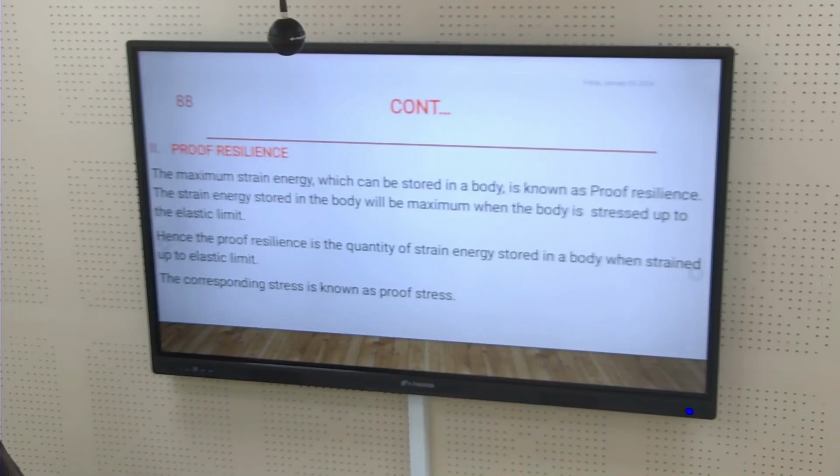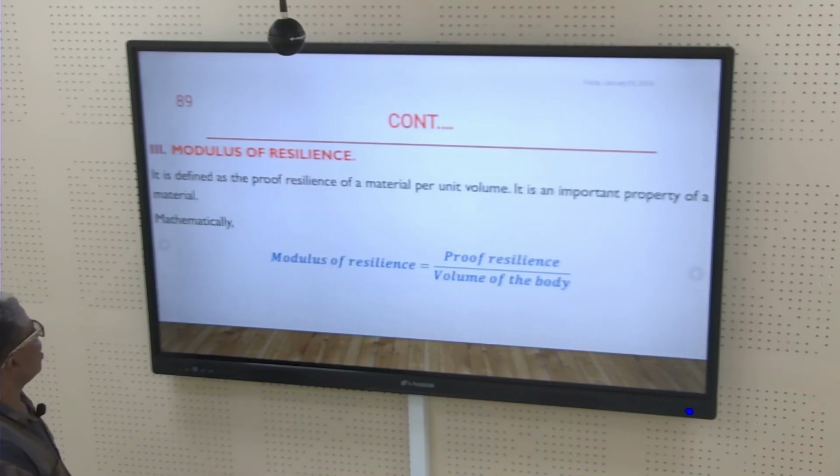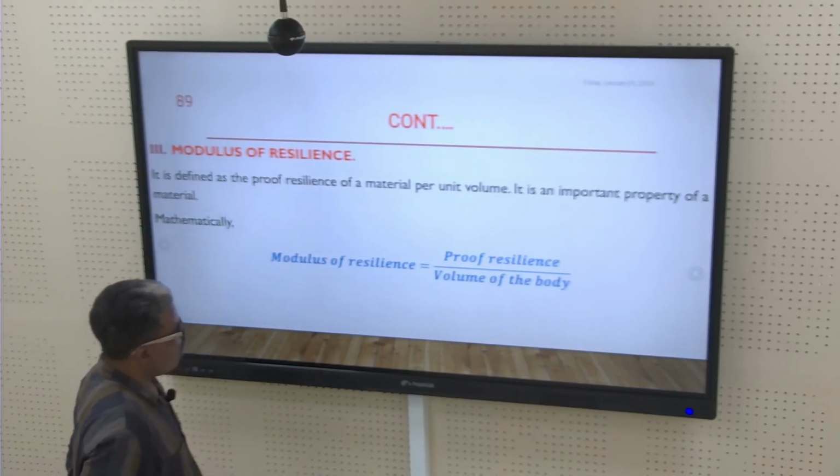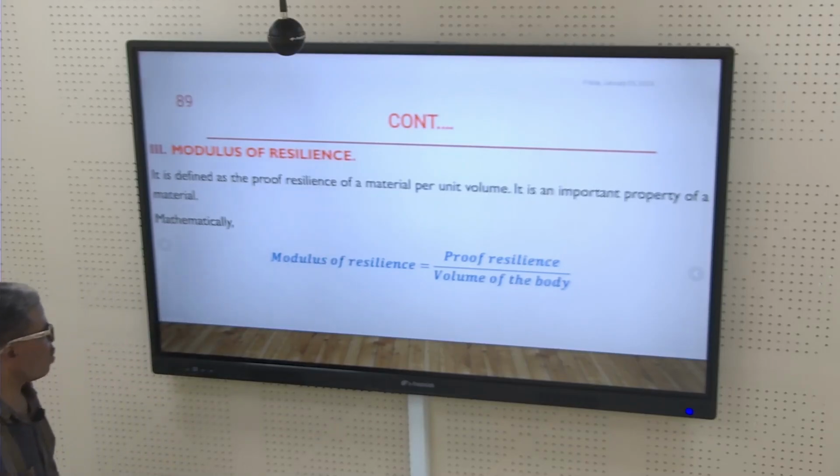Second, proof resilience: the maximum strain energy which can be stored in a body is known as proof resilience. The strain energy stored in a body will be maximum when the body is stressed up to the elastic limit. Hence, the proof resilience is the quantity of strain energy stored in the body when strained up to the elastic limit. The corresponding stress is also known as proof stress. Modulus of resilience is defined as the proof resilience of a material per unit volume. It is an important property of a material which mathematically can be expressed as proof resilience over volume of the body, equated to modulus of resilience.